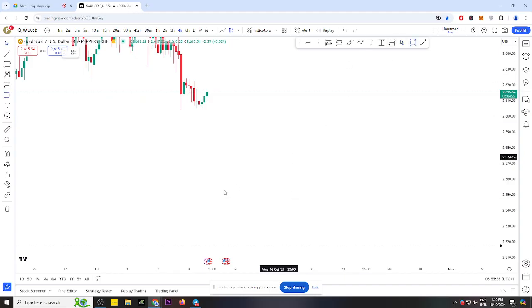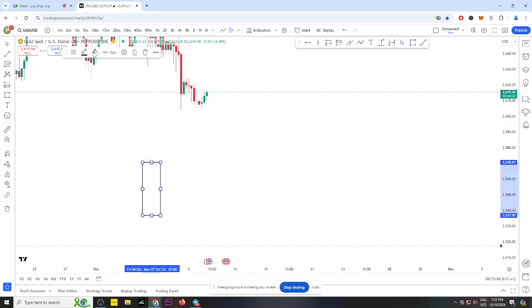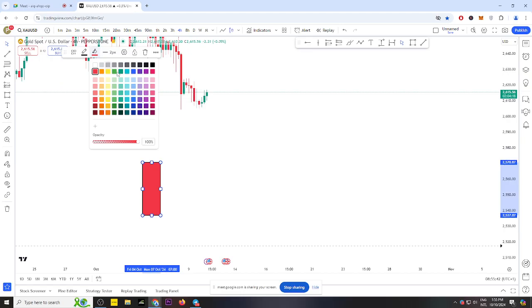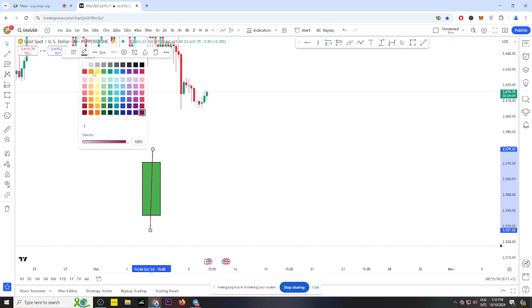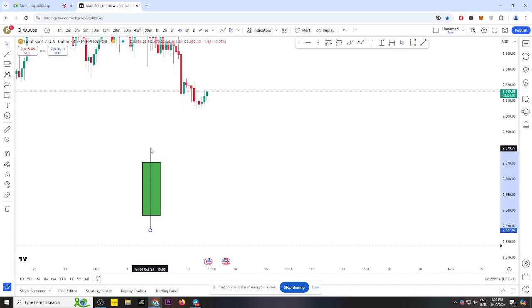So candle formation is, let's say, a green candle, and every candle, 99.9% of the time, you will have a wick. Wick or shadow, they call it. So this is how this candle forms. Basically, it opens here, goes down, goes all the way up, comes down, and closes.